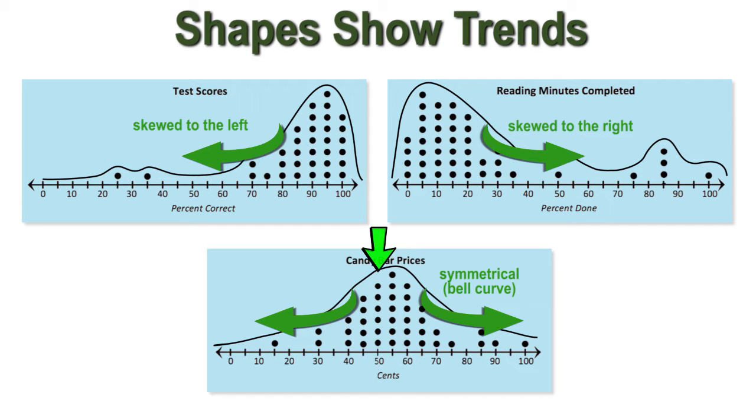A graph is symmetrical if the data looks like a bell. This is also known as a bell curve. The candy bar prices graph is an example of symmetrical data. Skew describes data clustered at one end and trailing in the opposite direction. This is visible when data is clustered at either extreme of the number line with a tail traveling in the direction of the skew. The term skew comes from outlying data that skews the mean. The test scores graph depicts a skew to the left, and the reading minutes graph depicts a skew to the right.